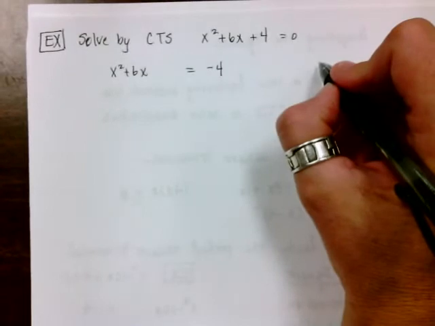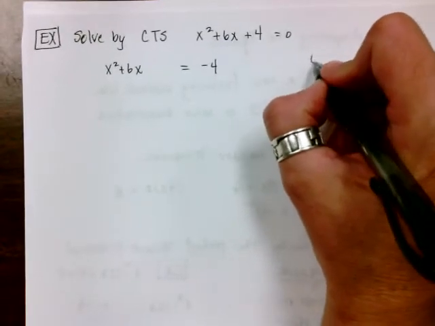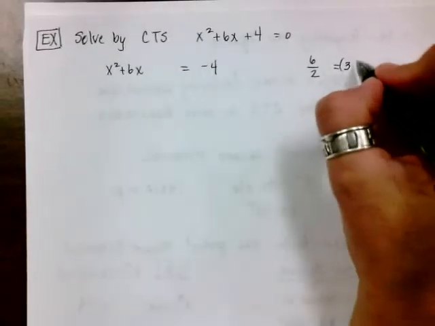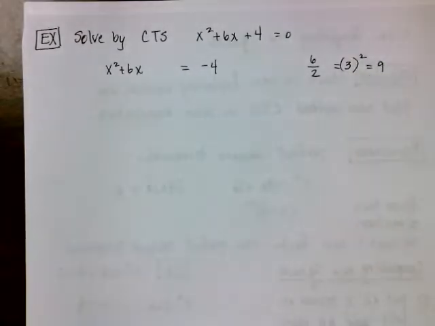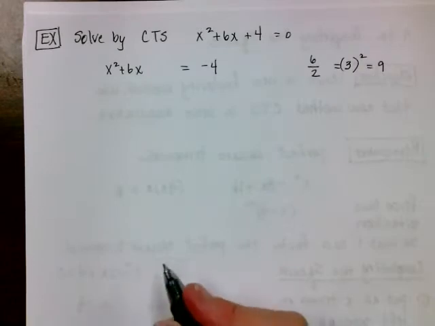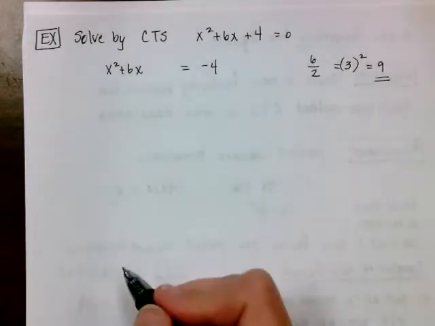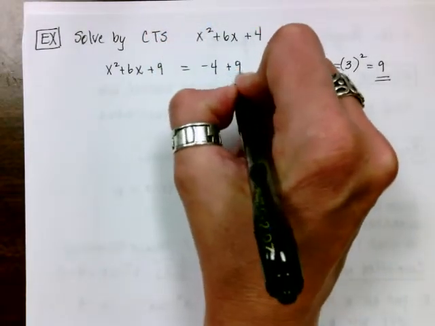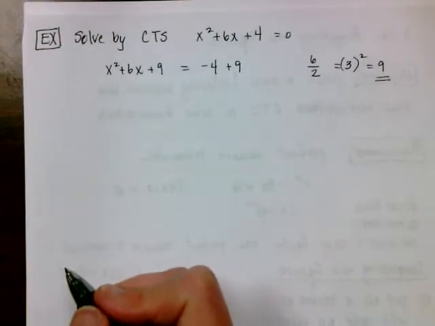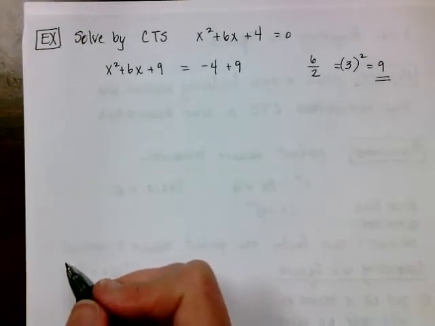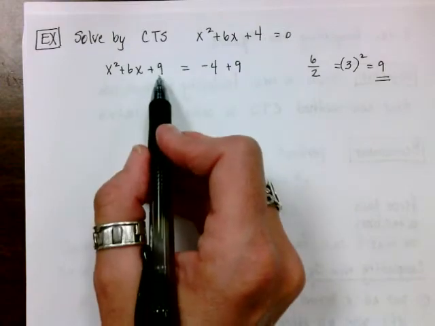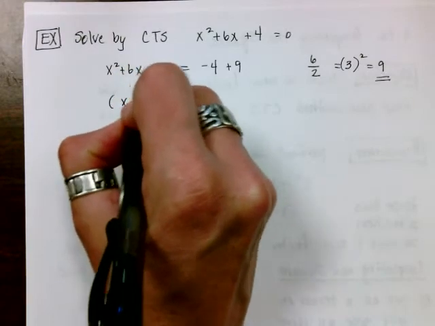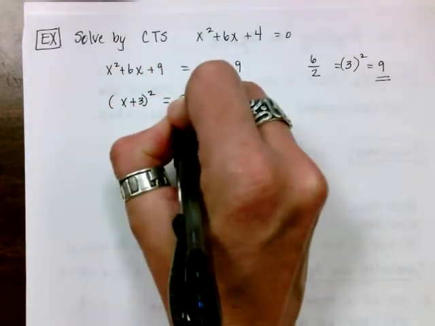The next step, and I'll write it over here on the side so it's not in the way of my math, is I divide the 6 by 2 to get 3, and then I'm going to square the 3, and I get 9. So the next step said to add this value to both sides of the equation. So I'm going to write plus 9 and plus 9. Now on the left-hand side, I have a perfect square trinomial, and I can simplify the right. So if I factor the left, I'm going to get (x plus 3) quantity squared is equal to 5.